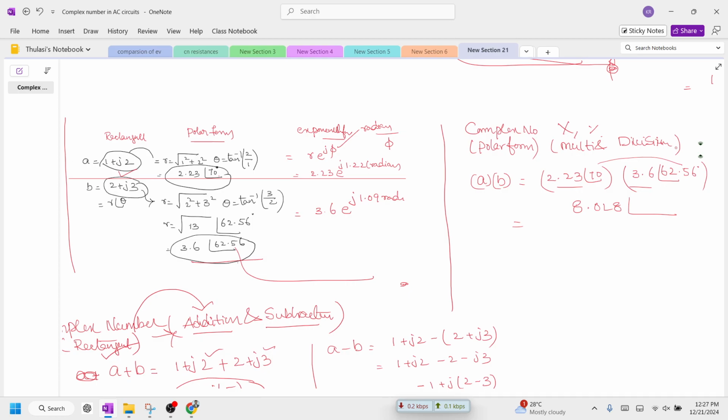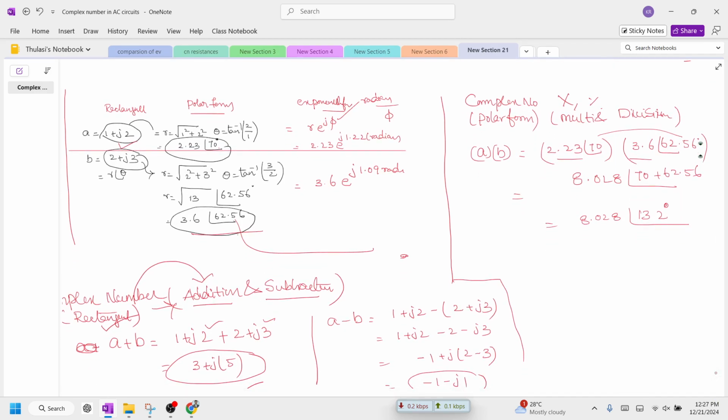And the angles become added. So 70 plus 62.56. So this is 8.028 at an angle of 70 plus 62.56, which is 132 degrees. Okay, so in complex numbers, we have performed addition, subtraction as well as multiplication. In complex numbers, if you want to perform multiplication or division, that should be in polar form.